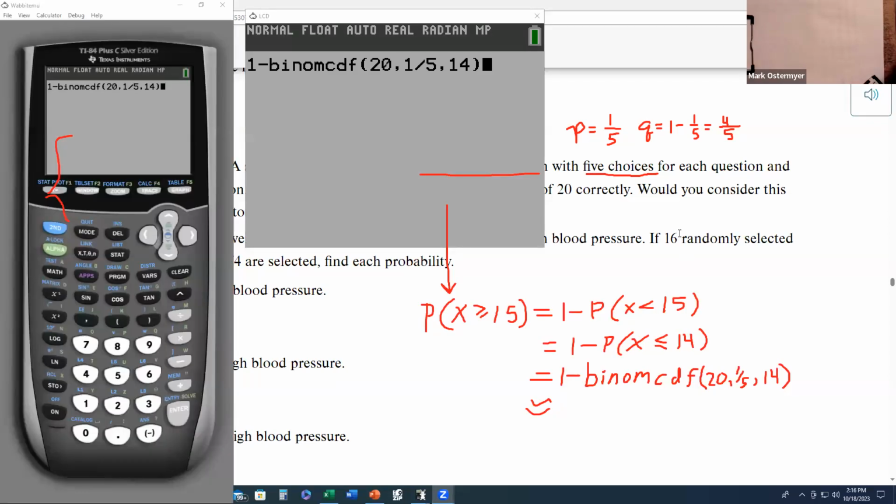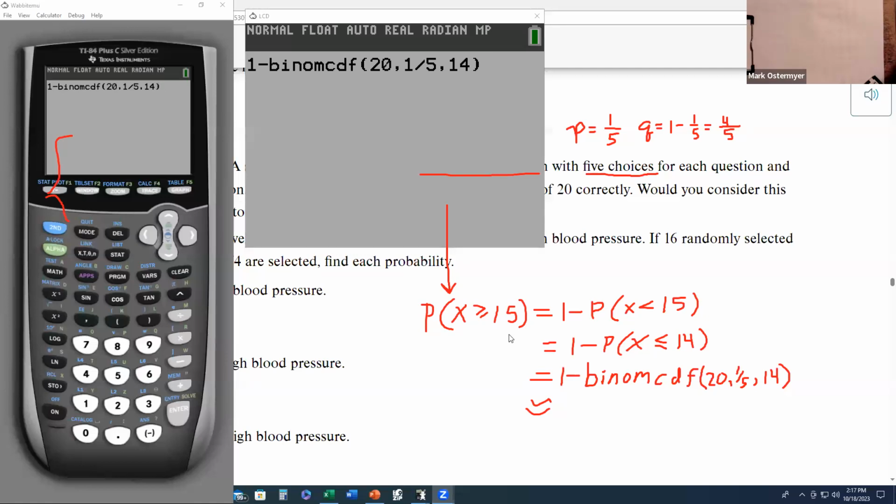Okay, ladies and gentlemen, do you agree that the probability of guessing at least 15 of the 20 questions correctly is represented symbolically as the probability that X is greater than or equal to 15? Is that making sense? But to compute that probability, we would have to use the binomial PDF function once to compute the probability of having 15 successes, or 16, or 17, or 18, or 19, or 20 successes, and add all those probabilities together. What a hassle.